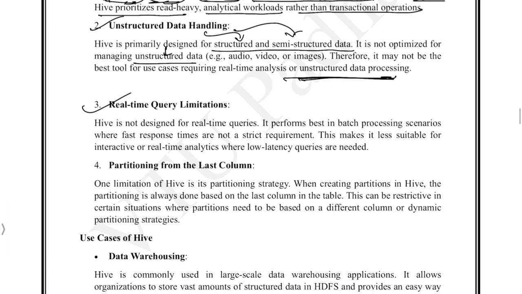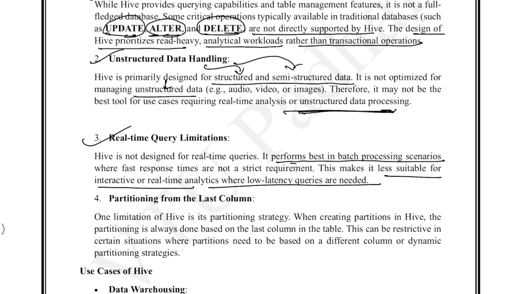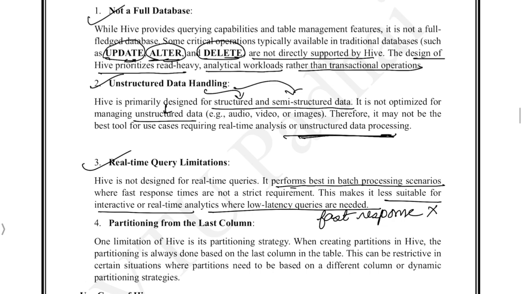Next is real-time query limitations. It performs best in batch processing scenarios, which makes it less suitable for interactive real-time analysis when low latency queries are needed. It does not generate very fast responses. Fast response is sometimes a problem here. You don't get an immediate fast response when you use a Hive database.